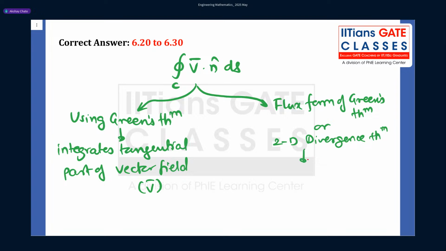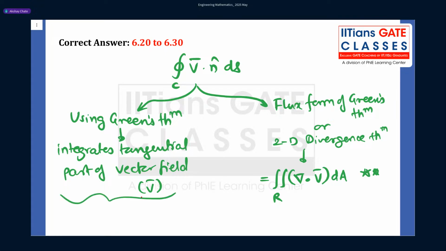And what it does is it essentially tells you that when you do this line contour integral, you have to equate it to a surface integral where you take the divergence of your vector field and do the surface integral. Okay, so this is the trick.